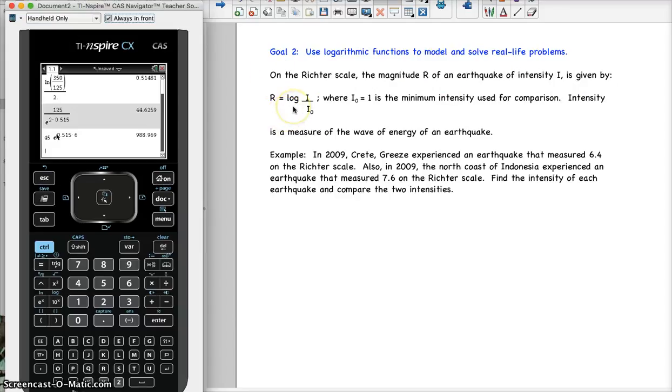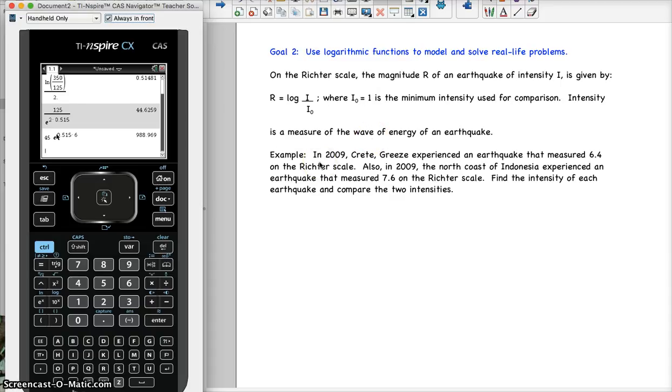R equals the log of I divided by I sub 0, where I sub 0 equals 1. This is the minimum intensity we use for comparison. So R represents the magnitude of an earthquake, and we can calculate that magnitude with the equation log of the intensity divided by the initial intensity, which is represented by the number 1. Intensity is a way to measure the wave of energy of an earthquake.